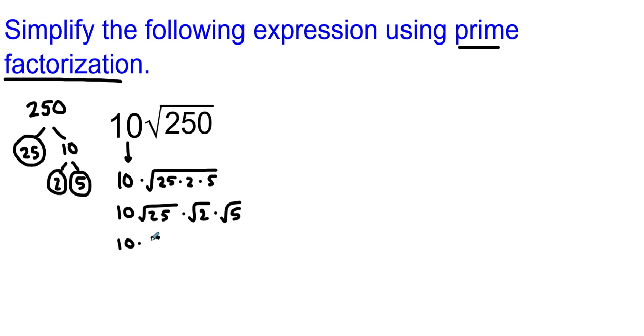The square root of 2, that's not going to happen. 2 is a prime number. Square root of 5, that's not going to happen. 5 is a prime number. So all I can do here is leave them alone. And ultimately, I'm just going to multiply 2 times 5 back together to get me the square root of 10.